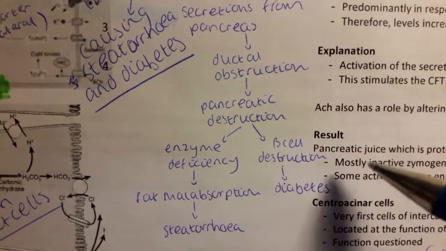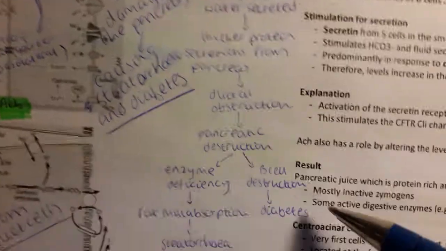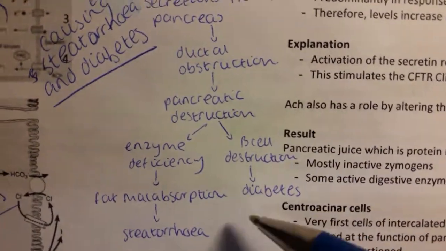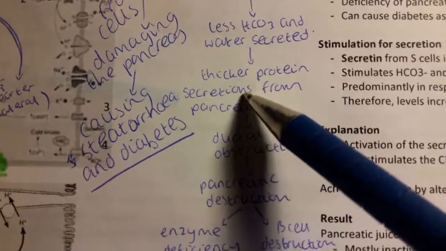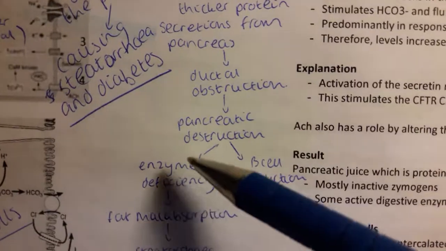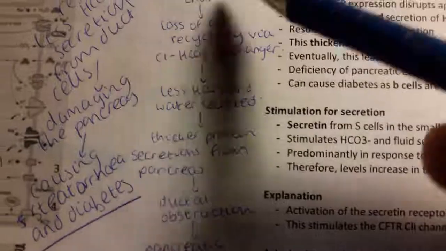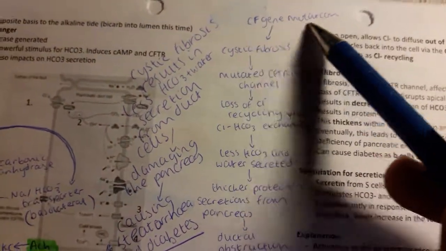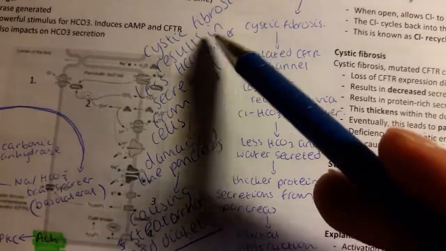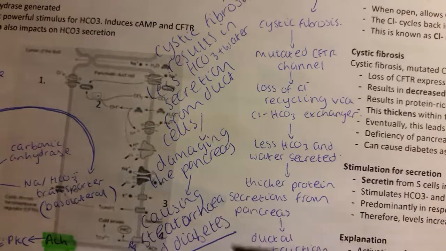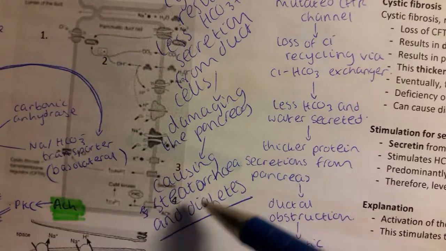But the pancreas also contains beta cells, if you remember. So beta cells produce insulin, which controls glucose. It lowers the glucose levels in the body. So if you've got pancreatic destruction as a result of cystic fibrosis, causing thicker protein secretions, not only will you have enzyme deficiency and steatorrhea, but you also have beta cell destruction causing diabetes. So if you look at that as a whole: CF gene mutation, cystic fibrosis, mutated CFTR channel. Cystic fibrosis results in less bicarbonate and water secretion from duct cells because of this mutated channel, which damages the pancreas, causing steatorrhea and diabetes.